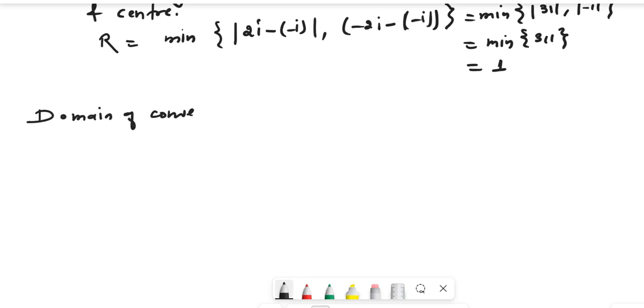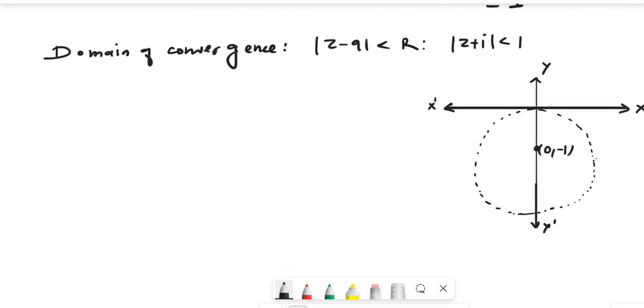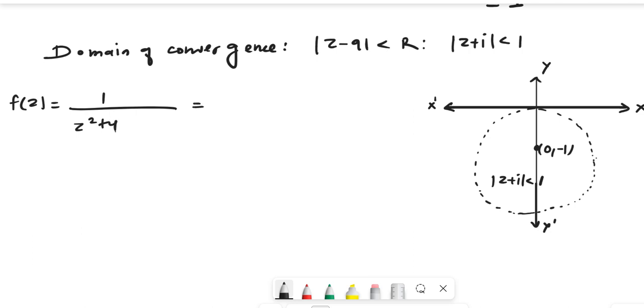Domain of convergence, that is mod of z minus a less than r, that is mod of z plus i less than 1. So we can construct the domain. This is the required domain, that is mod of z plus i less than 1. The given function f of z can be written as 1 upon z square plus 4 is equal to 1 upon z plus 2i and z minus 2i.